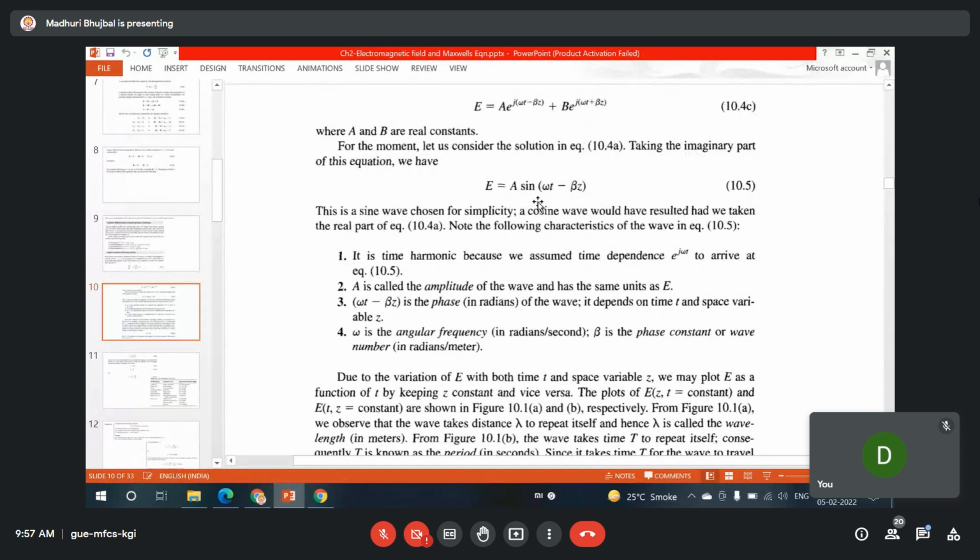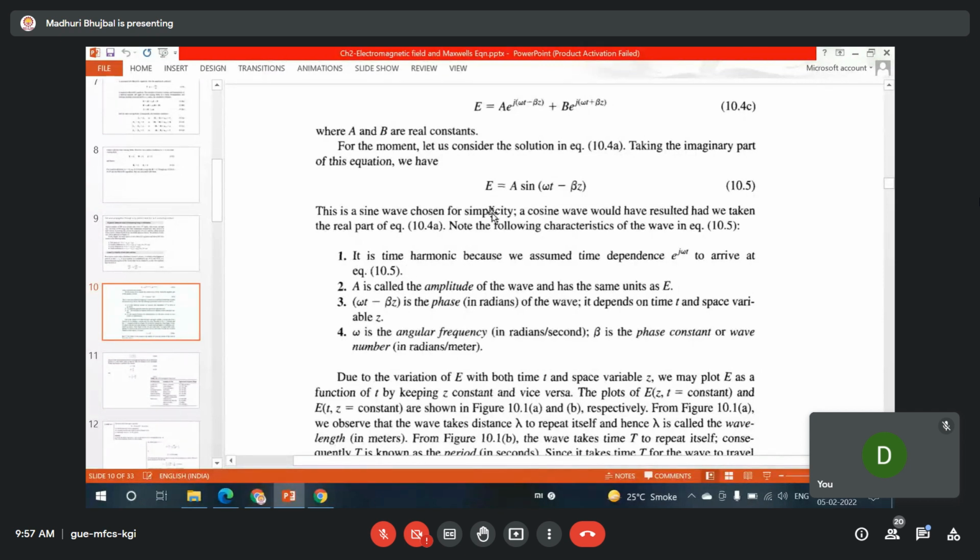Okay, so now we have 10.5: E is equal to A sin(omega t minus beta z). In this equation, what is this A? Write down. First write down, it is time harmonic. This is a sine function, so it is a harmonic. Time harmonic means after some time it will repeat. You know a sine signal, so it will have repetition, it will have some time period. So that is called a time harmonic.